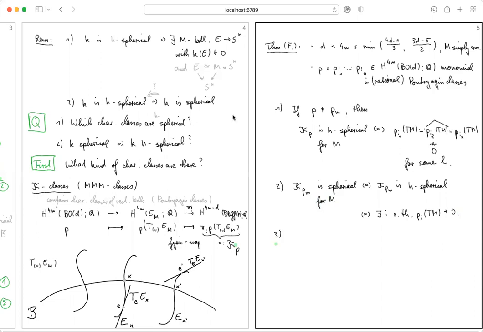So this kind of answers question 1 in a, well, kind of complete way. So it answers it for monomials completely. And about question 2, part 2 of this theorem is a partial answer to that, because it tells you this one top class is spherical, satisfies this implication. But this is not always the case. So for P equal to P1 to the M, Kappa P is spherical, but not H-spherical.